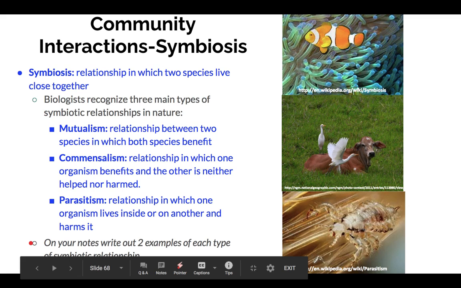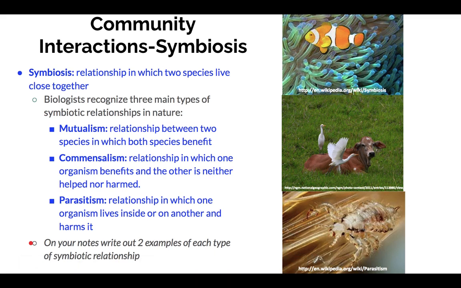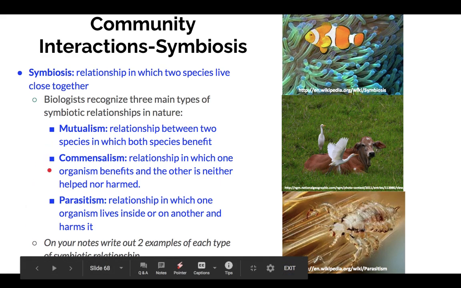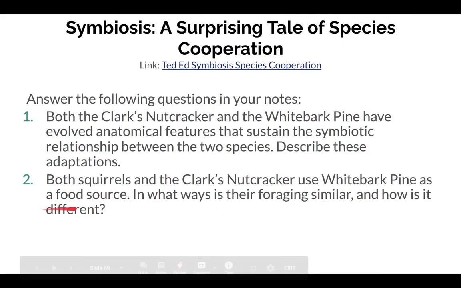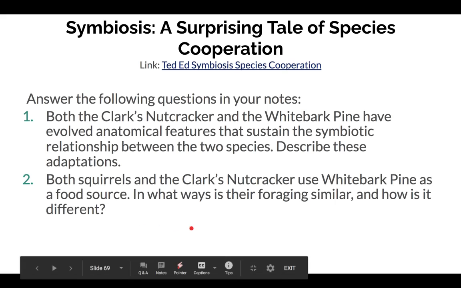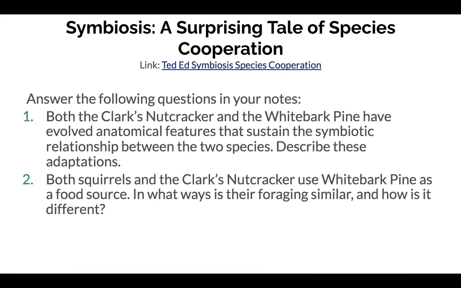On your notes, you're going to write out two examples of each type of symbiotic relationship. So two examples of mutualism, commensalism, and parasitism. You can pause here and do a little bit of research to find two examples of each. Okay, after you have found your symbiosis examples, you're also going to pause here and watch this video, which is linked in Blend, and answer the questions.